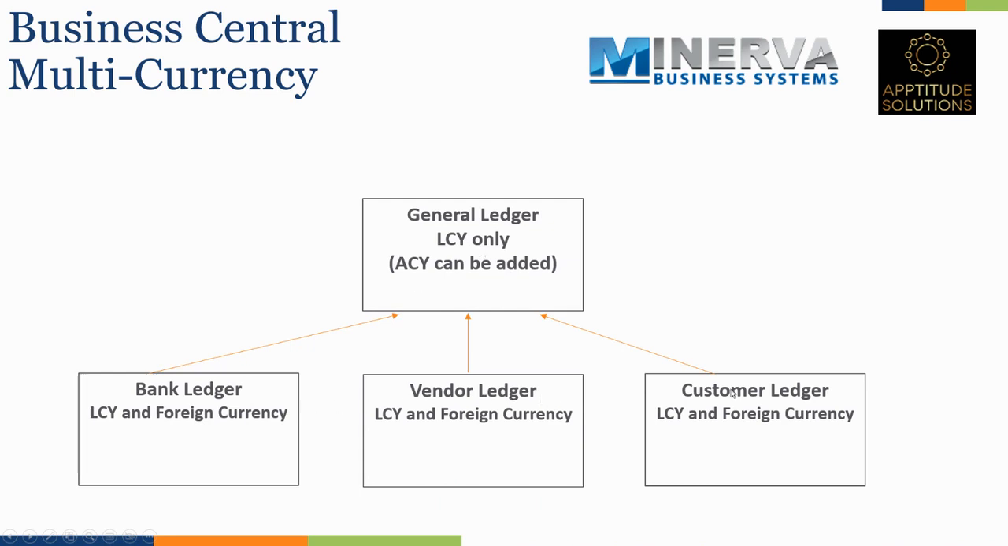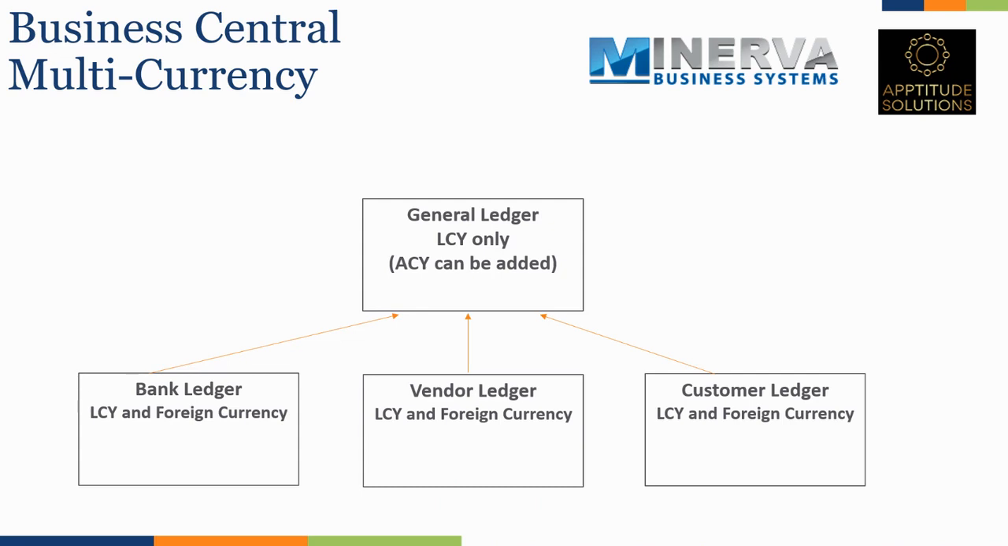Now, in these 3 subledgers, the bank ledger, the vendor ledger, the customer ledger, these ledgers have the local currency, which could be US dollars for a US company, as well as foreign currencies, depending on what the transaction is. So if you've got a US company and you're making payments in, let's say, Canadian dollars, then you might have a Canadian bank account, and the Canadian dollar would be the foreign currency. The local currency would be US dollars.